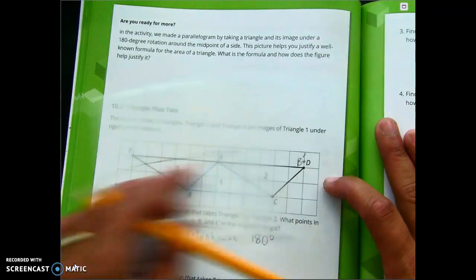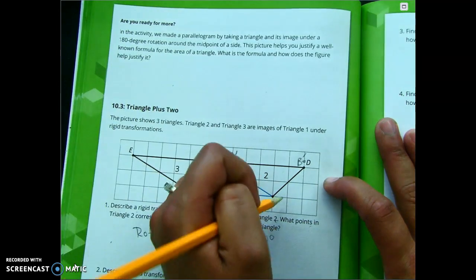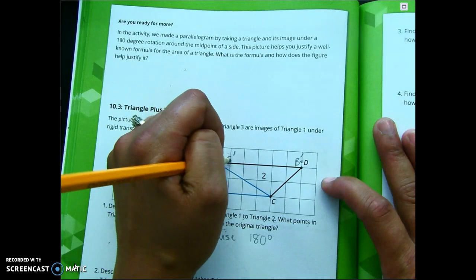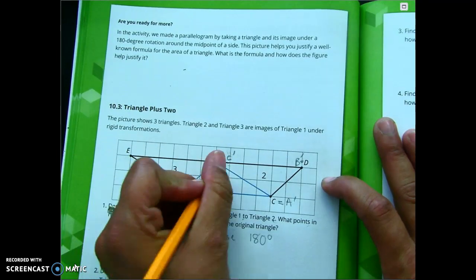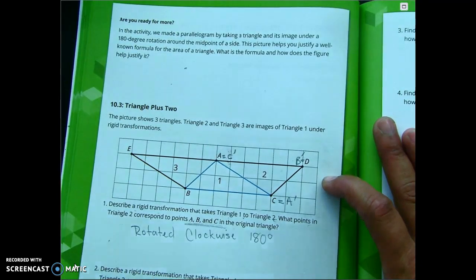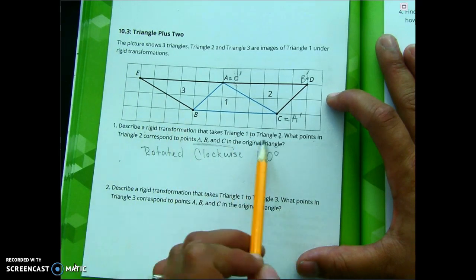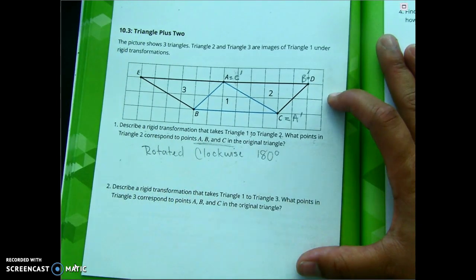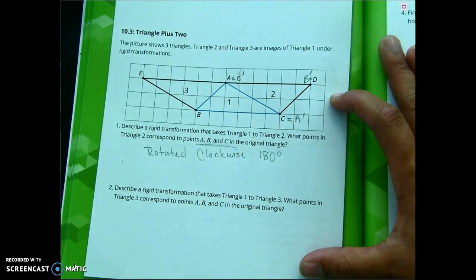And then this one here, A is equal to C prime. Remember, my A's and my C's match up. C is equal to A prime. My C's and my A's match up. That's when I rotate. That's what happened here. So I go ahead and what happened? Well, this is what happened. Rotated clockwise 180 degrees. And what are the corresponding points? These are the corresponding points.